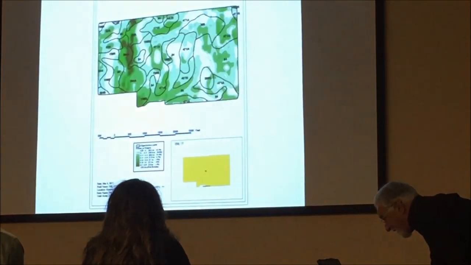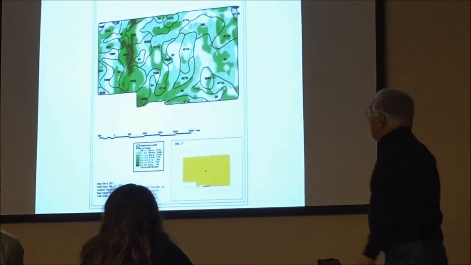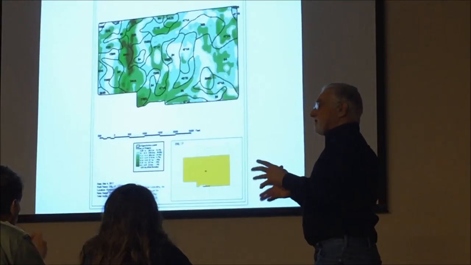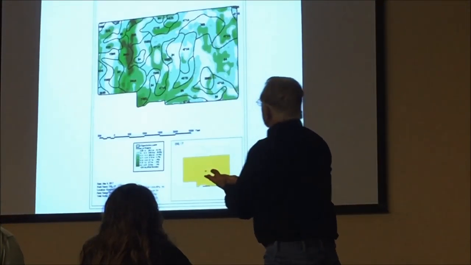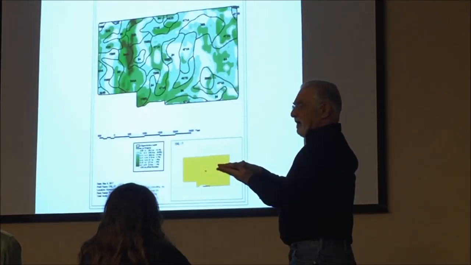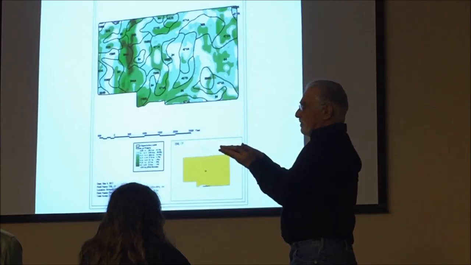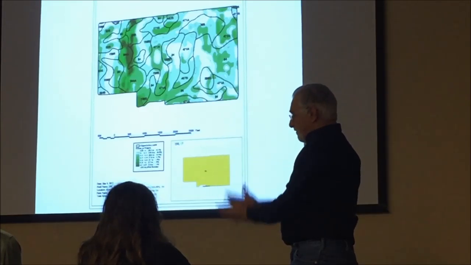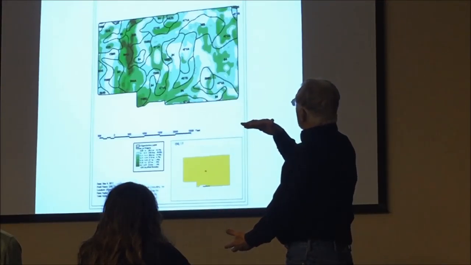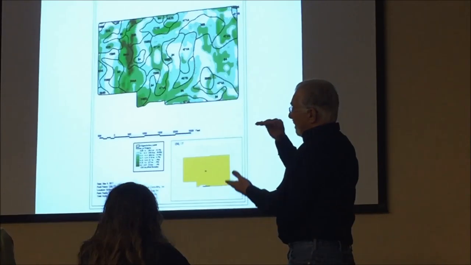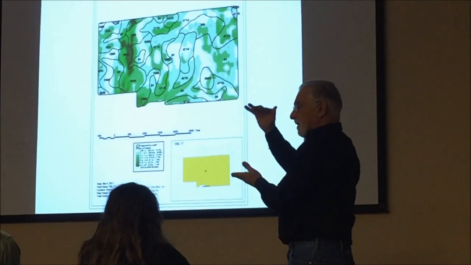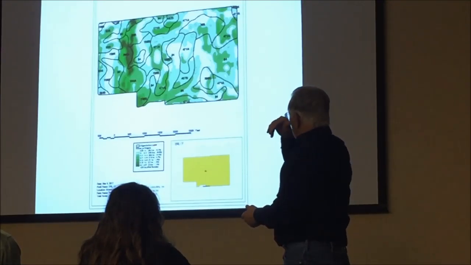Then, when we look at some of the attributes, this is the root zone saturated hydraulic conductivity. What that means is, if you look at the soil after a good heavy rain, once all the gravitational water has flowed out of the soil, what's left is field capacity. At that point, how much more water can that soil take? This is what the saturated hydraulic conductivity is.